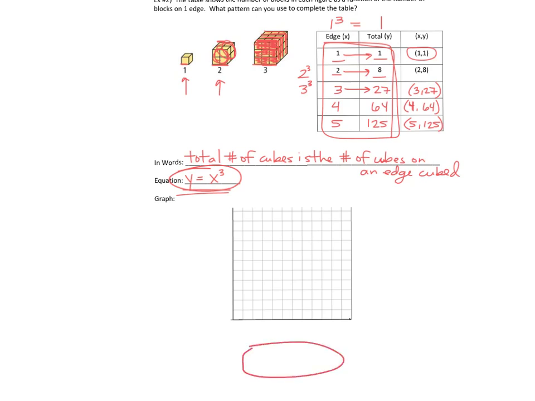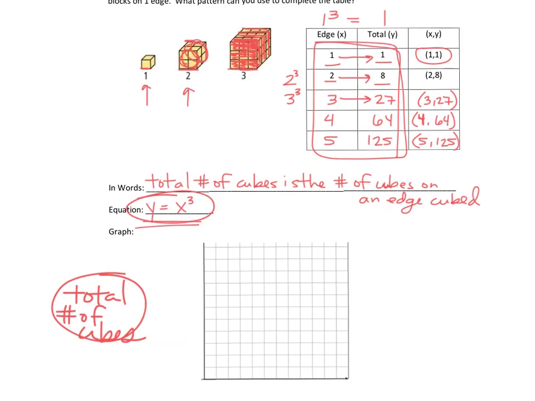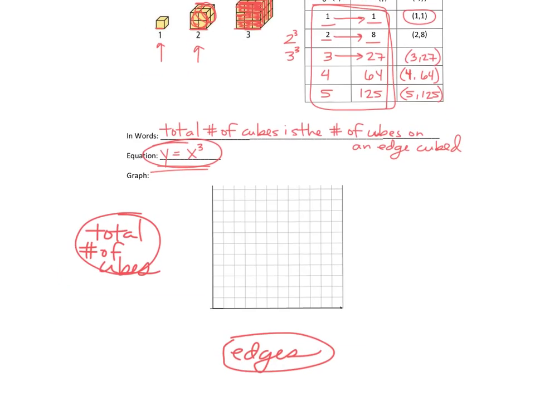What is our label going to be right here? Edges. Okay, what's our label over here going to be? This will be your total number of cubes. Sorry, that's kind of messy. Okay, what do you want to count by on the edges? I'd count by ones, yep. So 1, 2, 3, 4, 5, and that's as high as we need to go. And then your other side, we need to go as low as 1, as high as 125.